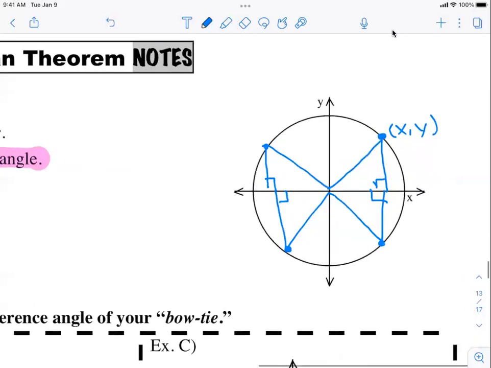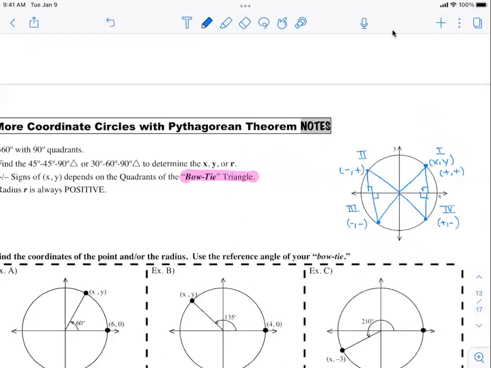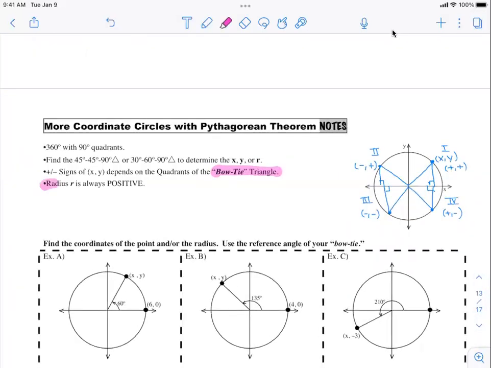Things that are important to note for this, you're going to have values. You need to make sure when you answer your x and y, if it's in quadrant 1, it's positive, positive. If it's in quadrant 2, it's going to be a negative, positive. Quadrant 3, it's going to be a negative, negative. And quadrant 4, it's going to be a positive, negative. The radius is always going to be positive.